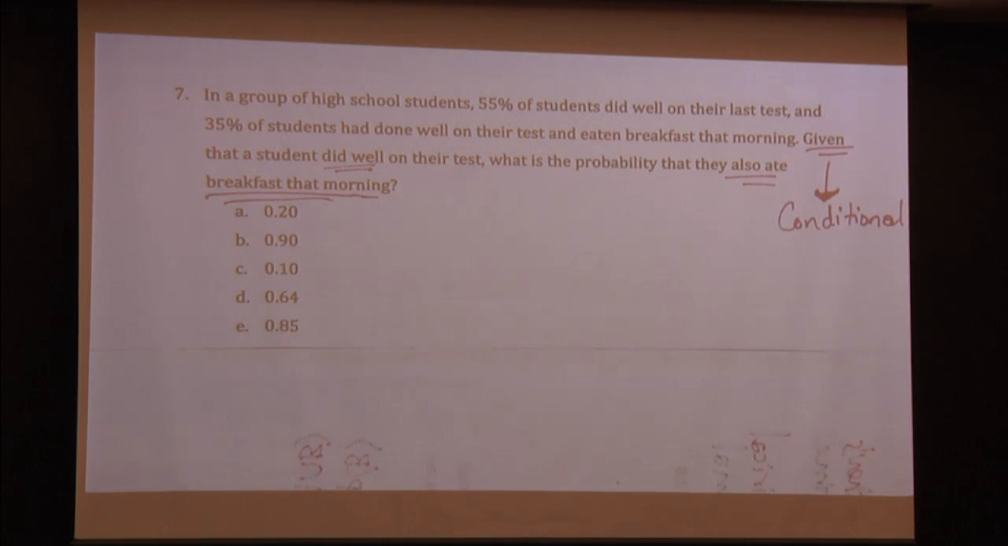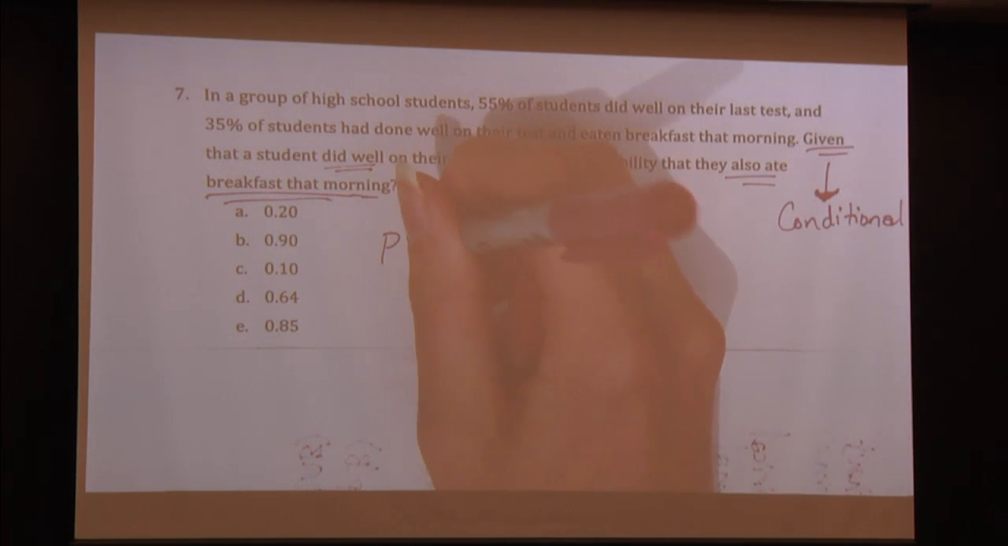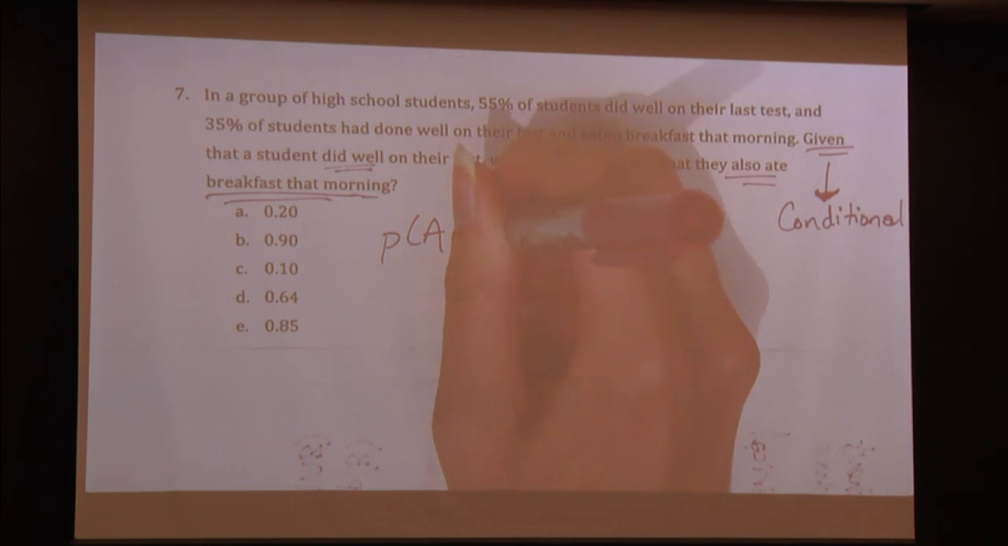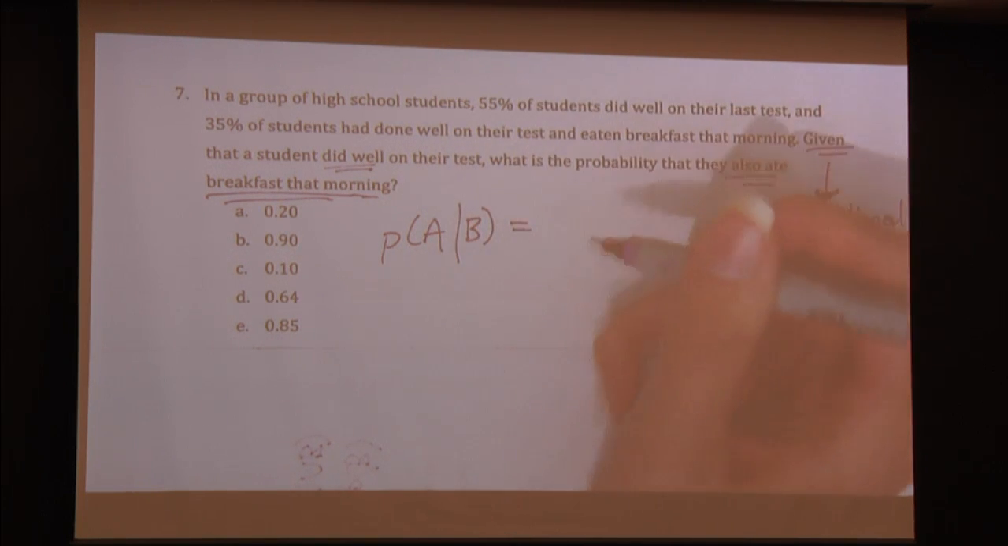What does the formula for conditional probability look like? So probability of A, line B. And what is that equal to?